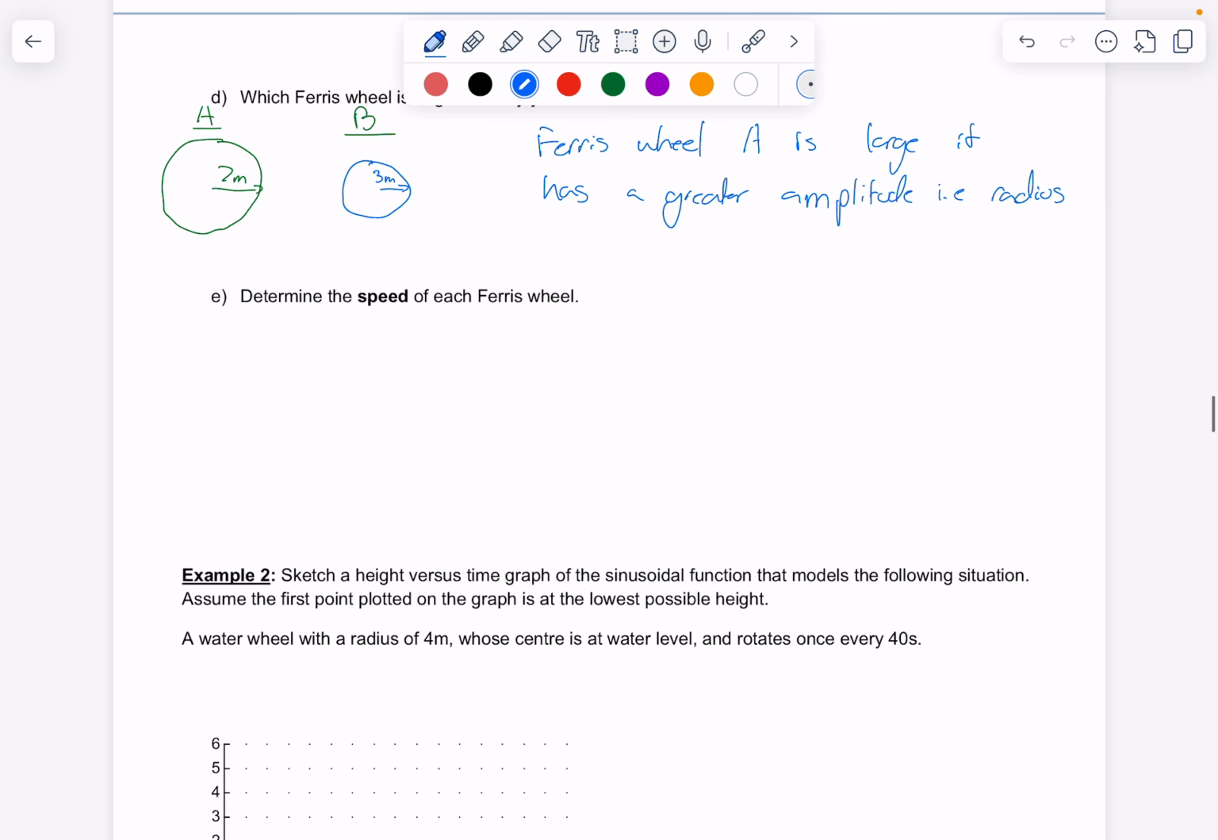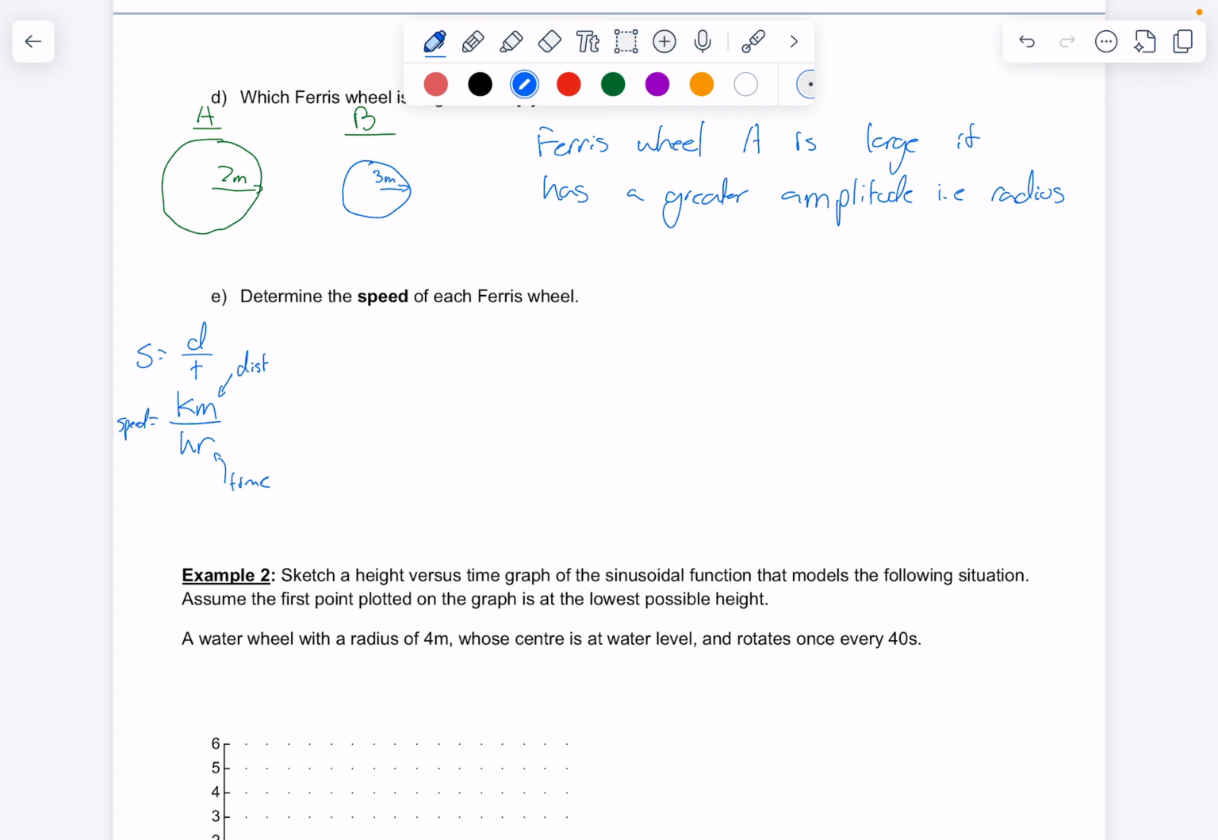Okay, determine the speed of each Ferris wheel. So remember speed, all right? Speed is distance over time. If you struggle remembering that, just think about your everyday life. You're driving to school and you have a speed limit, right? It's how fast your car is allowed to travel. When you look at your speedometer, it has units of kilometers per hour, right? So kilometers is a distance value and hours is a time value. So that's your speed, right?